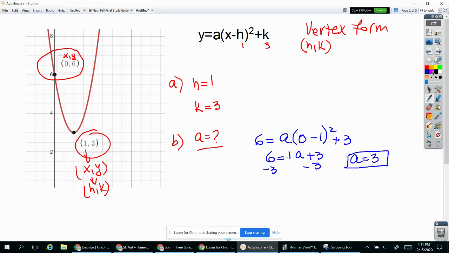Now, if I was asked to write the equation using the 3 pieces of information that we found, our final equation would be y equals a, which is 3, so 3 times (x minus 1) squared, plus 3. That would be our final equation. You can also enter this in your calculator if you wanted to verify that you get this graph.